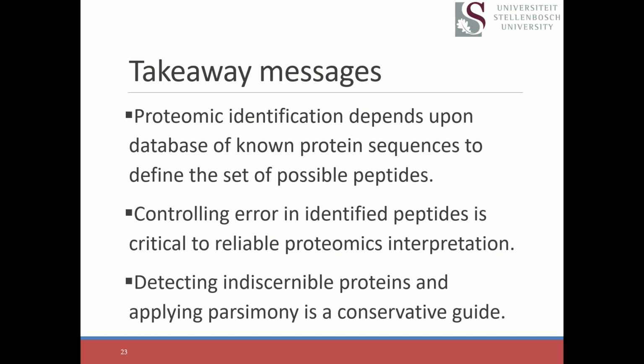Controlling error in the set of identified PSMs is critical to reliable proteomics interpretation. If you have filtered your data so loosely that you have a 10% protein FDR, you're probably in a world of hurt, and you're going to have lots of false discoveries there to trip you up. Detecting indiscernible proteins and applying parsimony is a conservative practice, but it prevents you from going beyond what your data can tentatively support. Applying parsimony rules is necessary to having a good inventory.